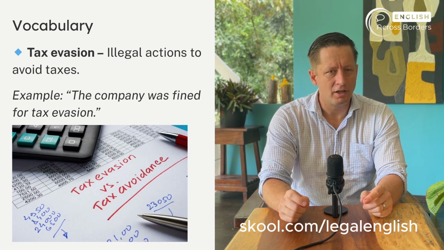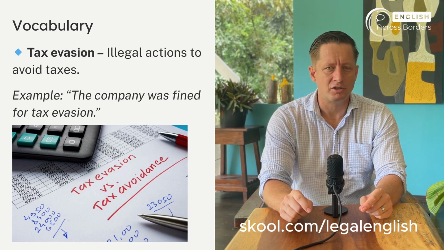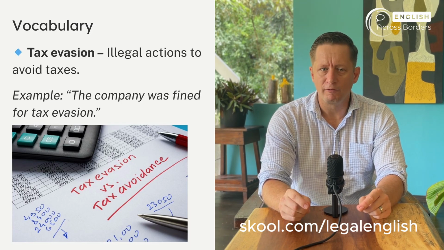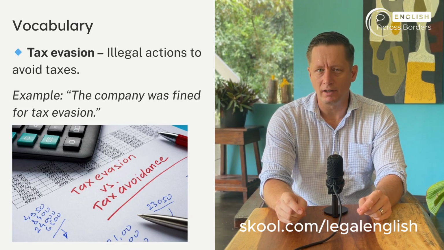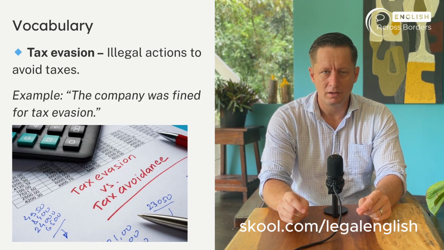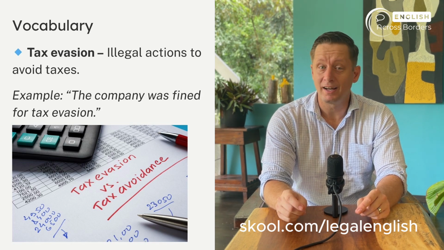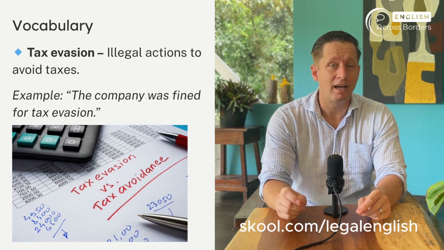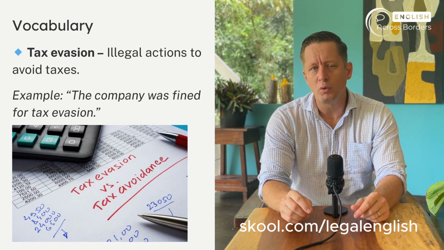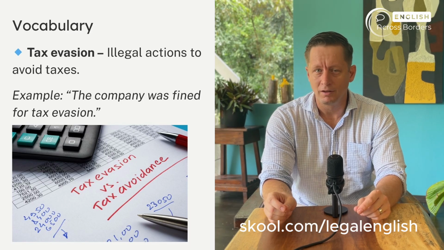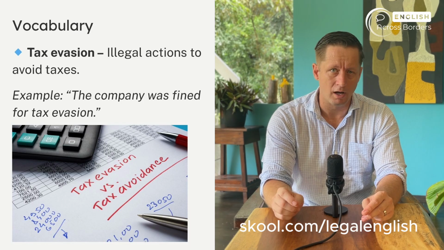Tax evasion is when a taxpayer breaks the law to avoid paying taxes, such as hiding income or falsifying records. For example, the company was fined for tax evasion. Let's look at an example. A lawyer warns a client, you must not hide cash payments. That is tax evasion and can lead to criminal charges. It's important to teach the clients the difference. Tax avoidance is legal, but tax evasion is a crime.